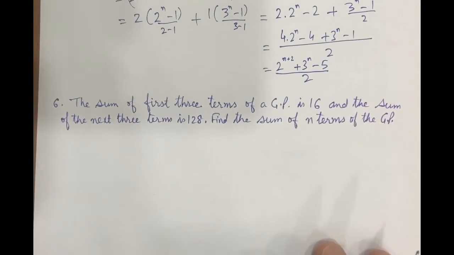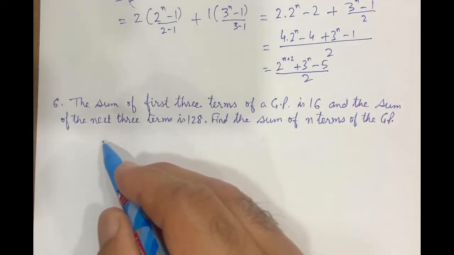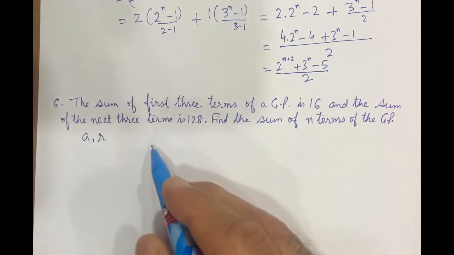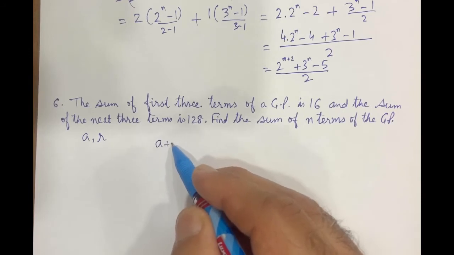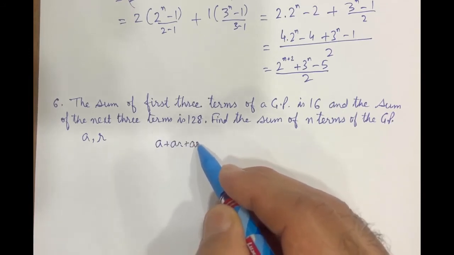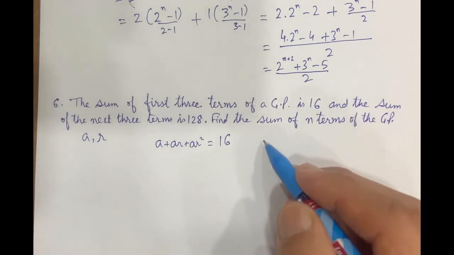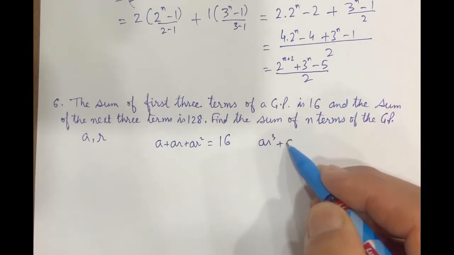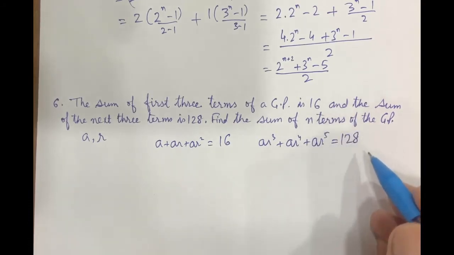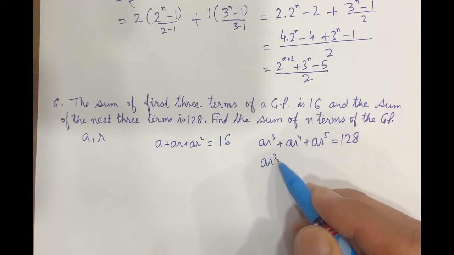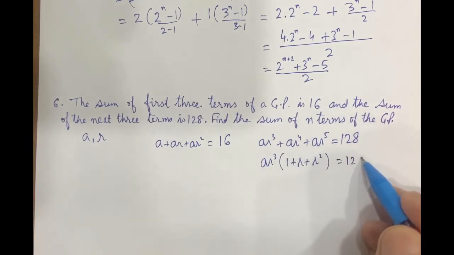The next one. The sum of first three terms of a GP is 16. So let's say A and R are the first term and the common ratio. So sum of first three terms is A plus AR plus AR square. This is equal to 16. Sum of next three, that is AR cube plus AR raised per 4 plus AR raised per 5, that is 128. This can be written AR cube into 1 plus R square equal to 128.